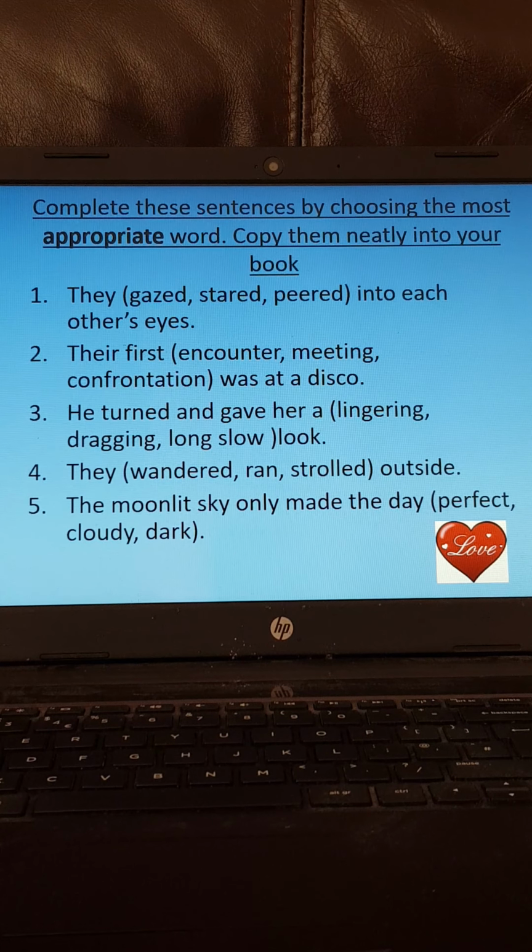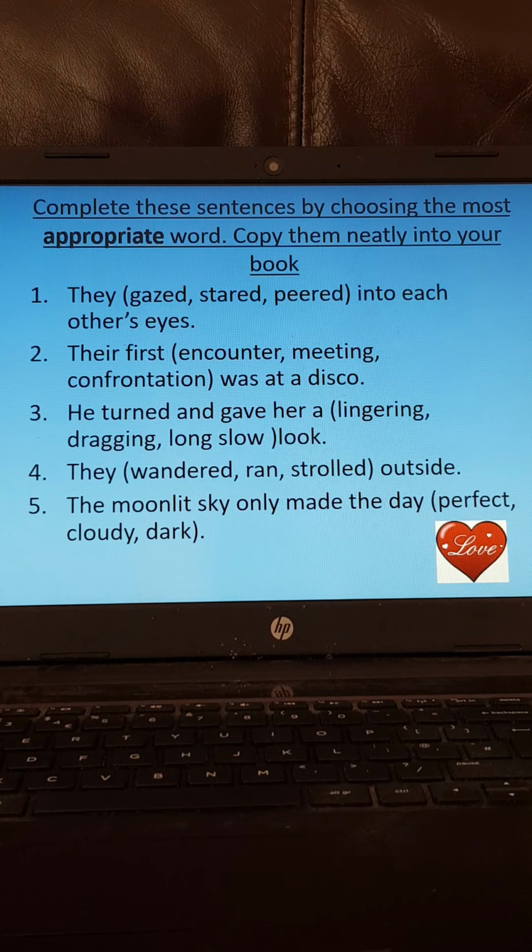So the first one: they something into each other's eyes, they gazed, they stared, or they peered. Their first something was at a disco: their first encounter, their first meeting, their first confrontation. He turned and gave her a something look: a lingering look, a dragging look, a long, slow look. They something outside: they wandered outside, they ran outside, they strolled outside. And number 5, the moonlit sky only made the day more perfect, more cloudy, or more dark.